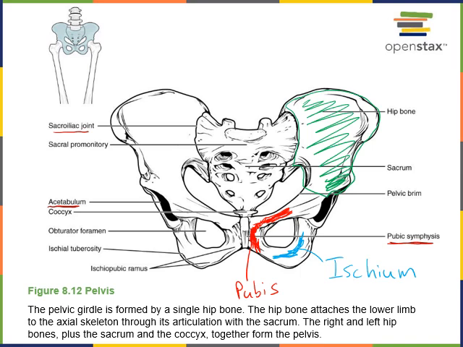And the pubis is where the pubic symphysis is formed between the left and the right coxal bones. The left and the right pubic bones articulate, forming the pubic symphysis, a pad of fibrocartilage on the anterior midline of the coxal bone.